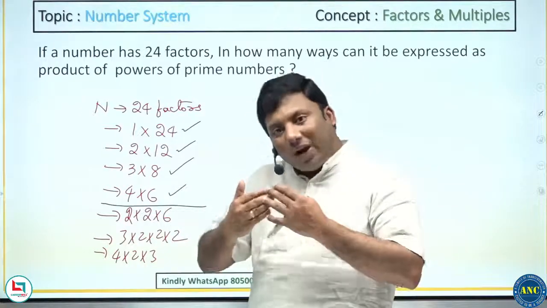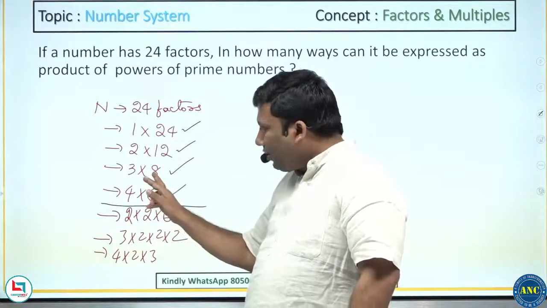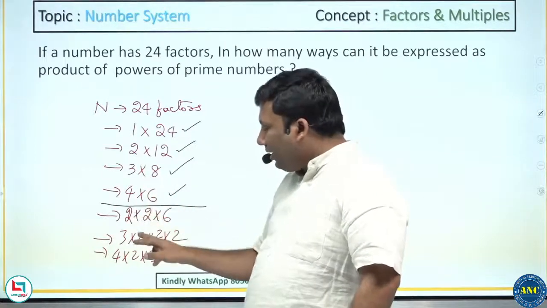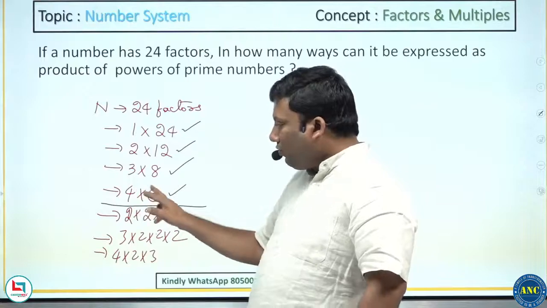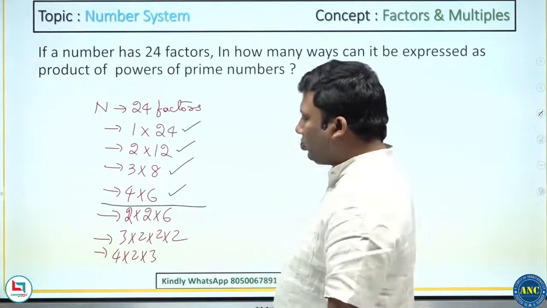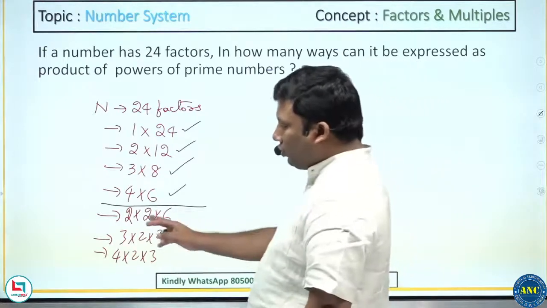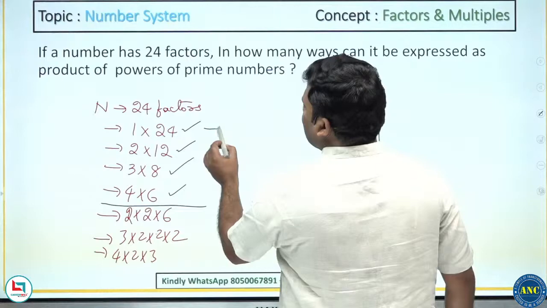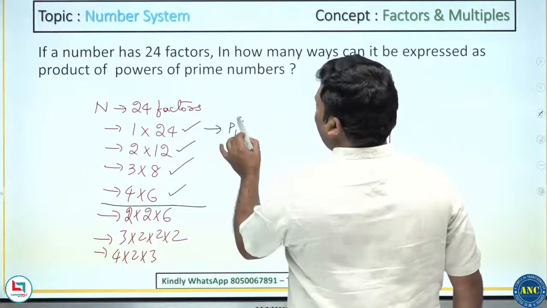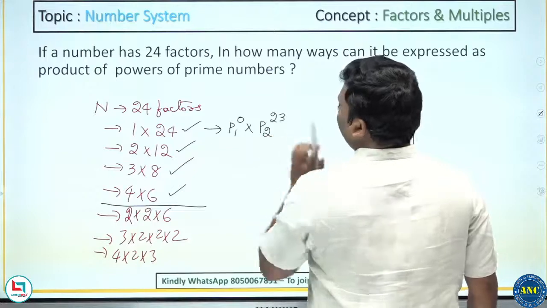When we are putting prime numbers to it, the value will change. That is the reason separately. 3 into 8: 8 can be written as 2 into 2 into 2. 4 into 6: 6 can be written as 2 into 3. Now, is there any other way? 2 into 2, 2 into 3. So this is nothing but P1 power 0 into P2 power 23.